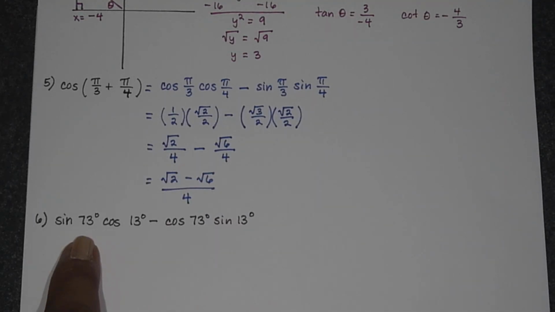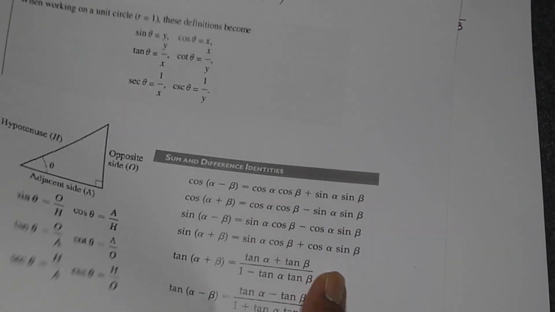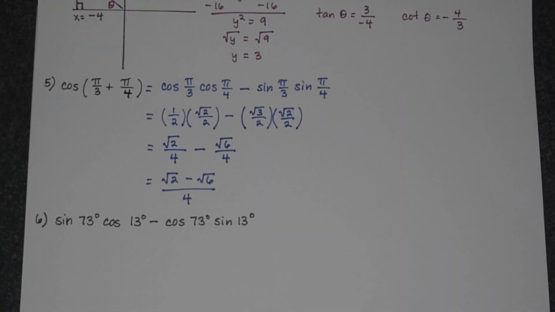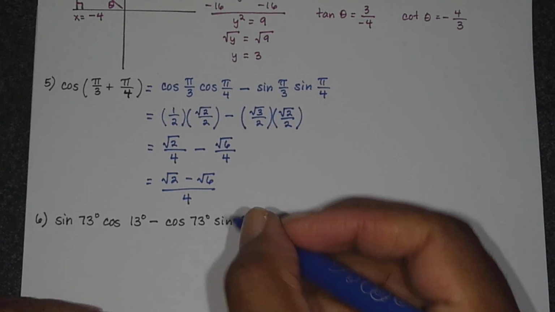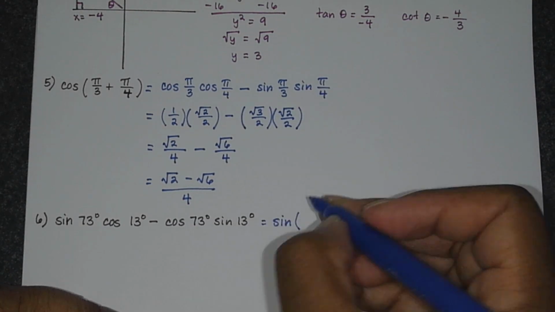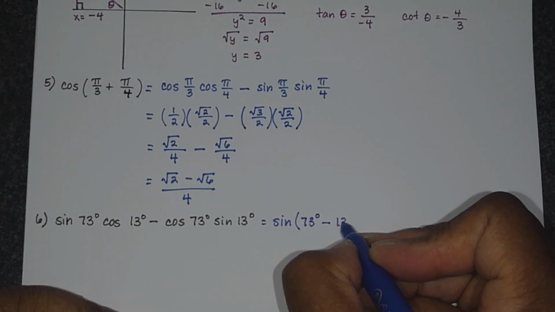So in this case, this will follow one of these. I know it's got to be either the cosine or the sine. It's going to be the third one, because this is sine of alpha, cosine of beta, minus cosine of alpha, sine of beta. So it'll be sine of alpha minus beta. So this simplifies as the sine of the first angle, that's 73 degrees, minus the second angle, 13 degrees.